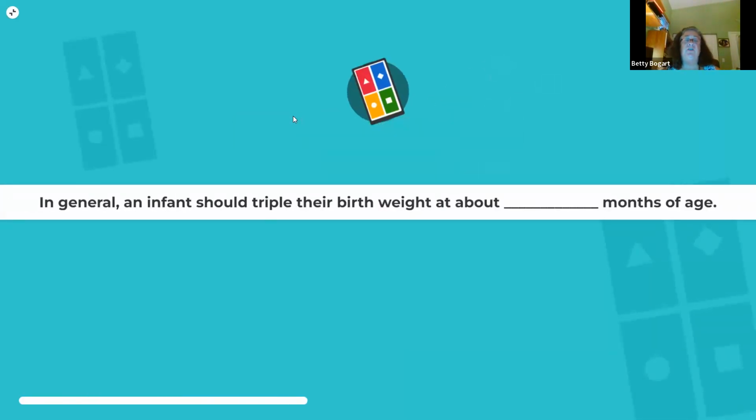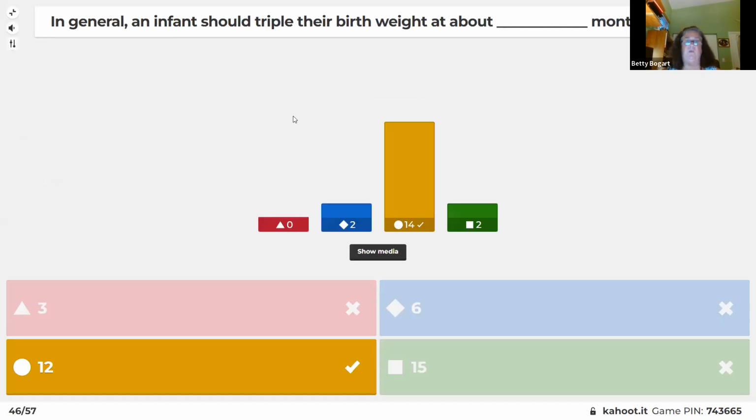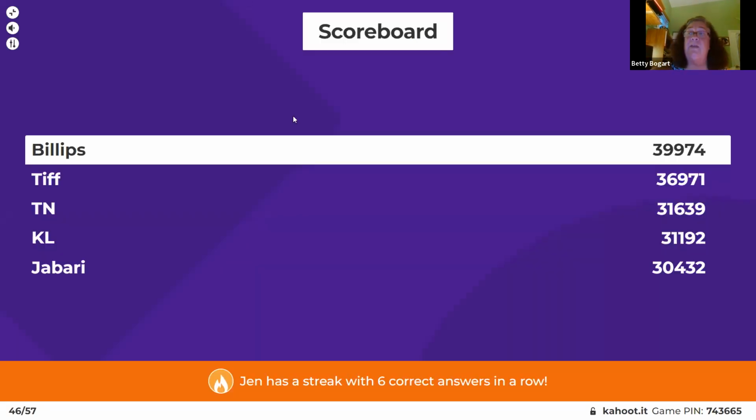In general, an infant should triple their birth weight at about what months of age? And that's at 12 months of age. They double it at 6 months, triple it at a year.